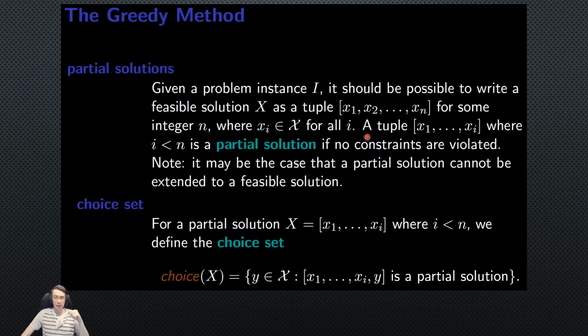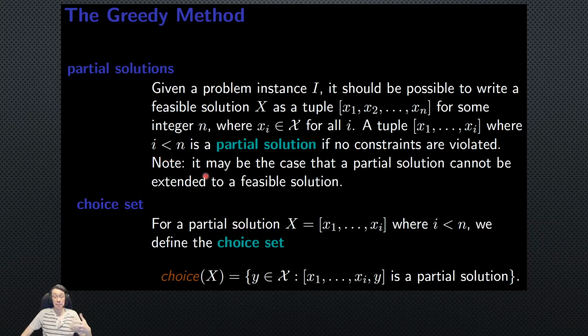A tuple from x1 up to xi, where i is less than n, so up to n would be a full solution, a feasible solution. If it goes up to something less than n, just up to xi, then it's a partial solution only if no constraints are violated. Can't violate any of those problem constraints. Otherwise, it's not a partial solution. It's not any kind of solution if you violate any constraints. So if you don't have a full feasible solution, you might, as long as you've satisfied the constraints, have a partial solution with only i of the choices made so far.